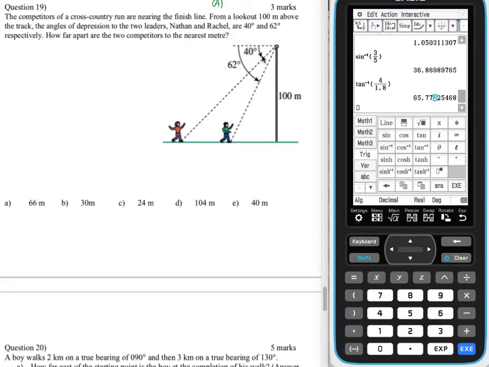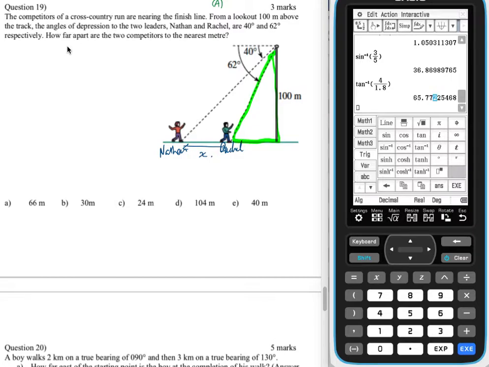So 40 degrees, that would be Nathan, and Rachel, 62 degrees. So that would be Rachel there. I'm not sure if that's needed, but let's just put it in. So, how far apart are the competitors to the nearest meter, x? Now, to work this out, probably the best thing to do is to recognize that there's two triangles.